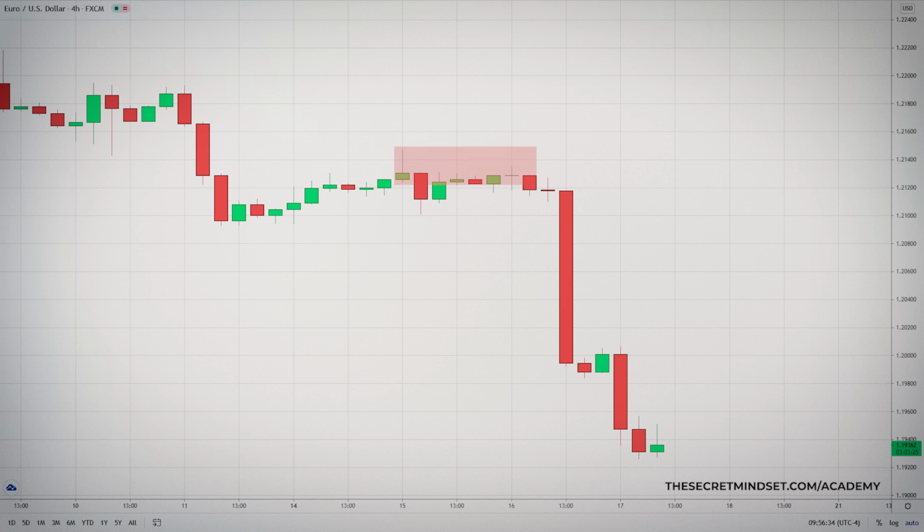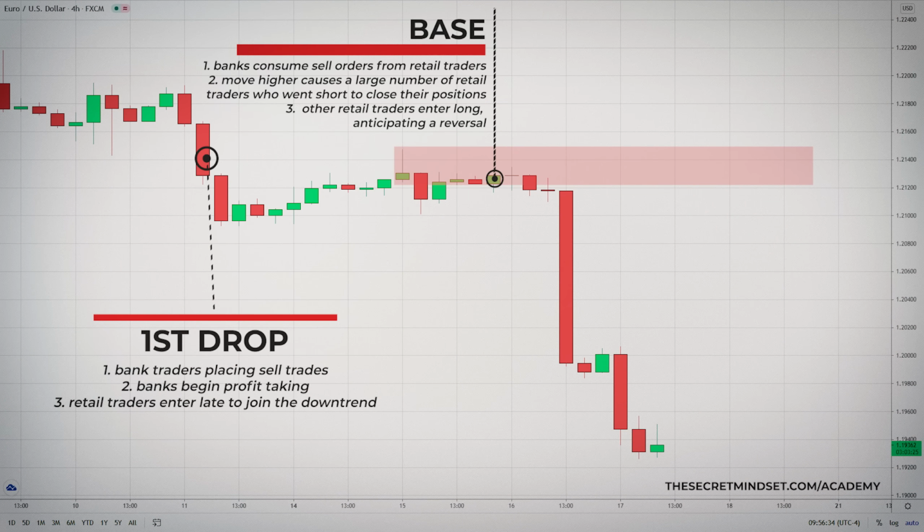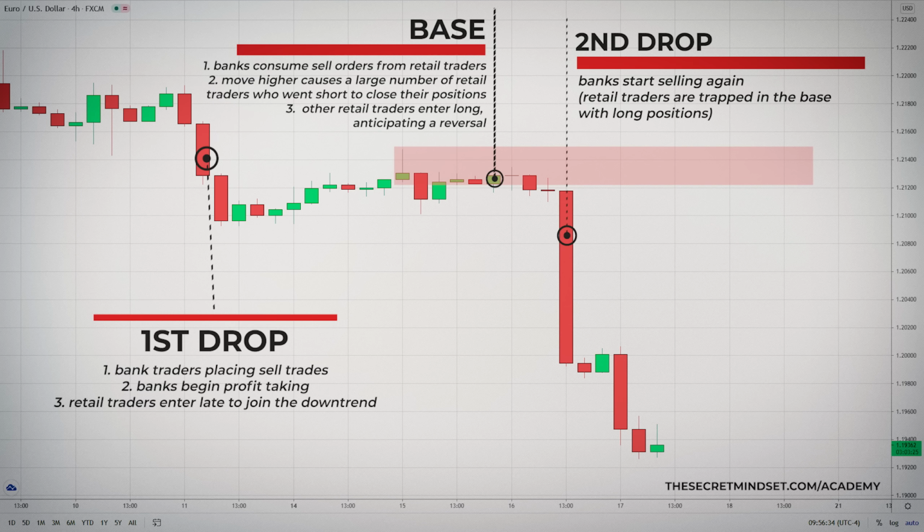For the drop base drop structure, the exact same process takes place, only the other way around. The banks take profits from sell positions, which stops the market from falling. Then, as the market begins to retrace against the trend, the retail traders who sold late into the down move close their trades at a loss, and reversal traders begin placing buy trades because they think the trend is changing. Both of these traders are putting buy orders into the market. The banks start selling again at the supply zone, and all the traders who placed buy orders are now losing money.